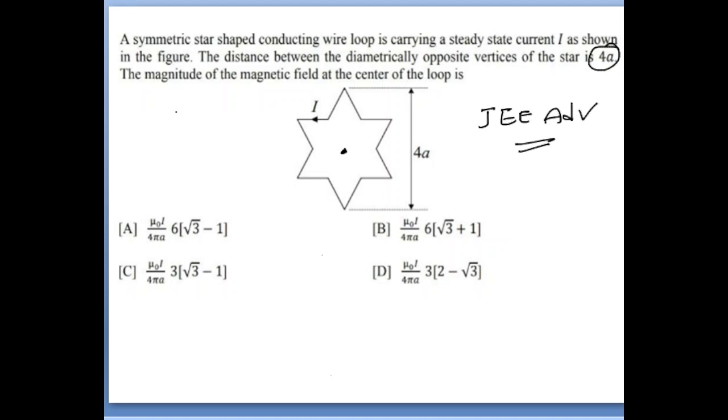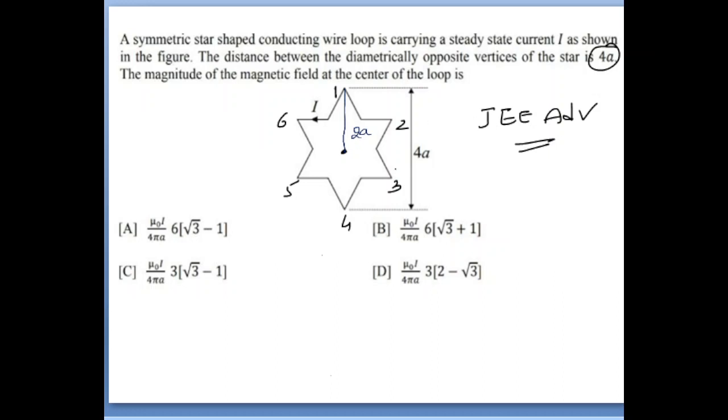Now look here. Before solving this question, try to understand how many vertices there are. Let us give numbering also: 1, 2, 3, 4, 5, 6. Six vertices are there. Another idea is given: vertices 1 and 4, two diametrically opposite points, are at a distance of 4a. So from 1 to the center it will be 2a, and then this also 2a, total 4a.